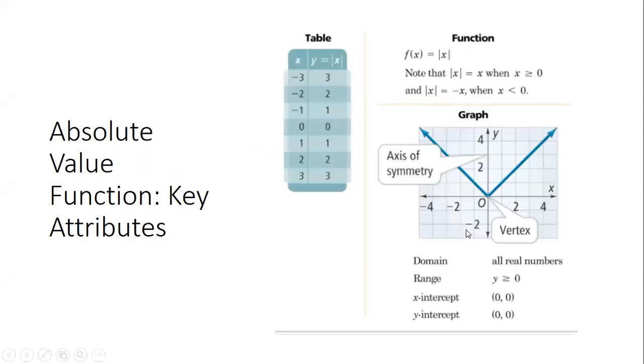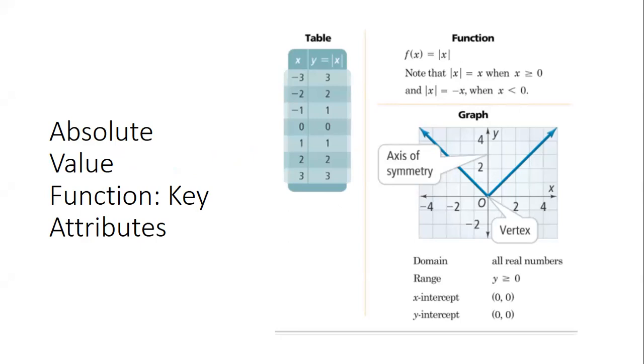So we're on 2A.3 absolute value functions. And we're going to start off with the first part, talking about key attributes of the function. So our key attributes that we're going to look at are for our absolute value function.